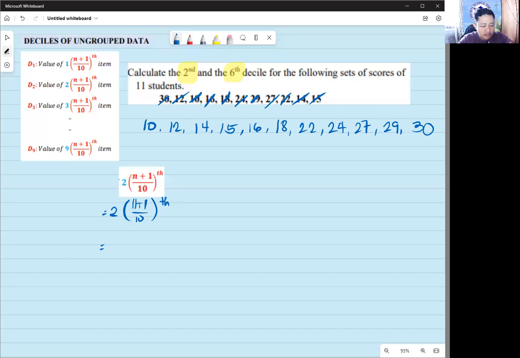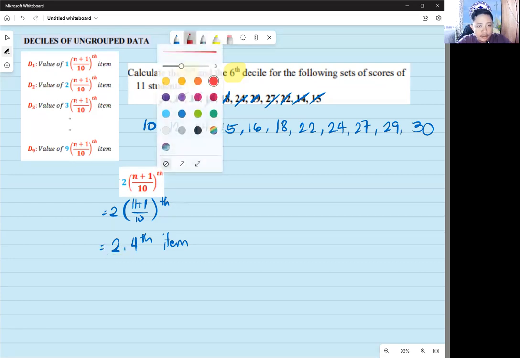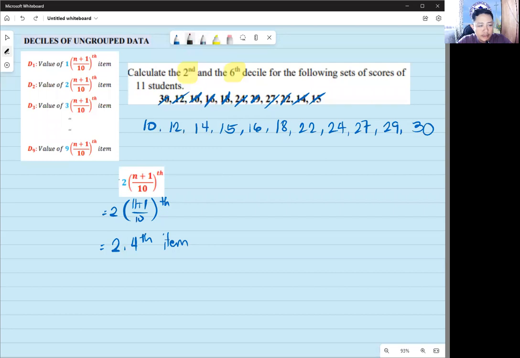I'm waiting for your answers. Okay, very good. 2.4, correct. I hope your classmates are also trying to solve this. 2.4 item. So that's what we are solving here. This is the next process after getting that number of item. So remember to get the 2, the second. Therefore, the second item is 12.